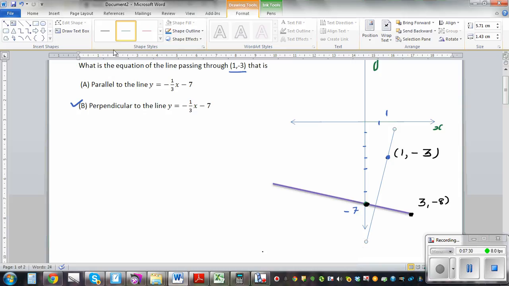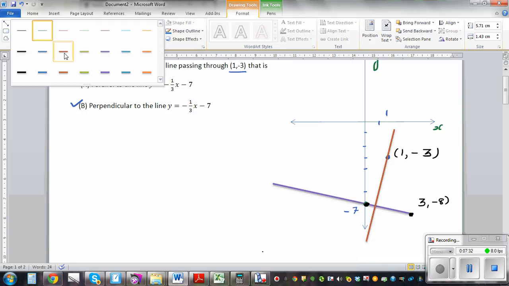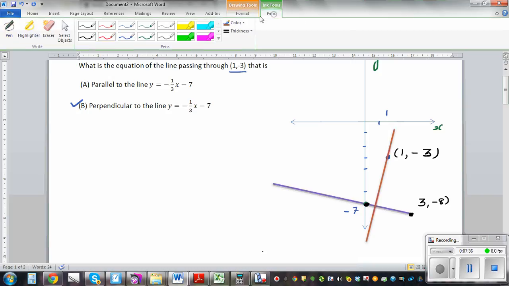That means this line you're talking about, this line that is passing through this point, 1 comma negative 3, forms a right angle with this line. So basically, what's the equation of this line which is perpendicular to this line? The equation of this line is y is equal to negative 1 over 3x, take away 7. By just looking at this line, you can understand that from left to right it is going up, so the gradient has to be positive here.